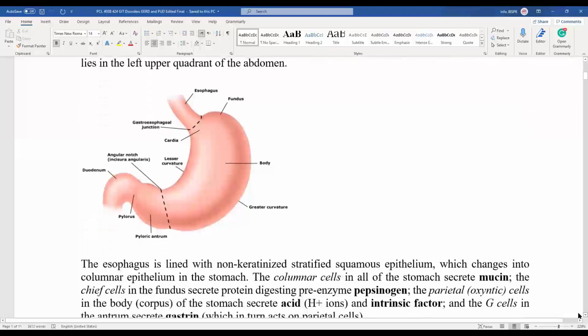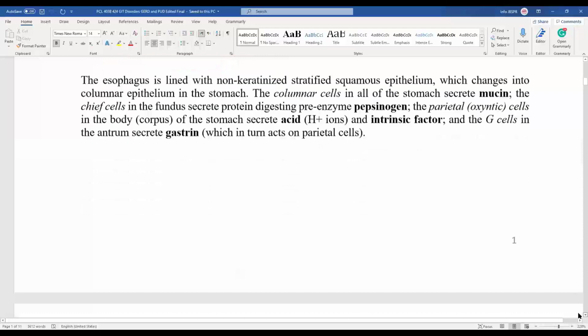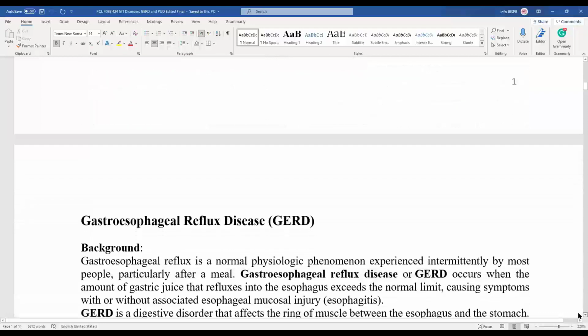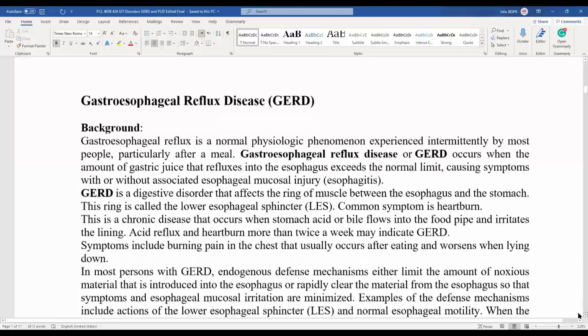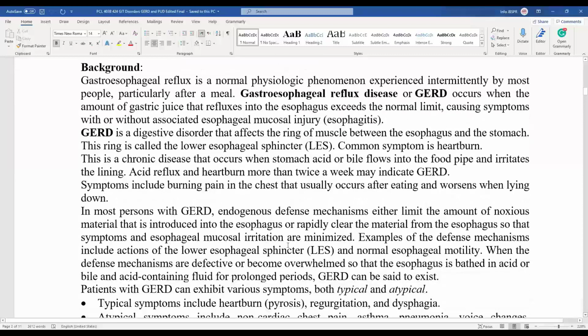So we'll go to our GERD, gastroesophageal reflux disease. Usually it occurs when the amount of gastric juice, which is of course acidic, goes back into the esophagus from the stomach. And at times there could be esophageal mucosa injury, which is termed esophagitis, that is inflammation of the esophagus.